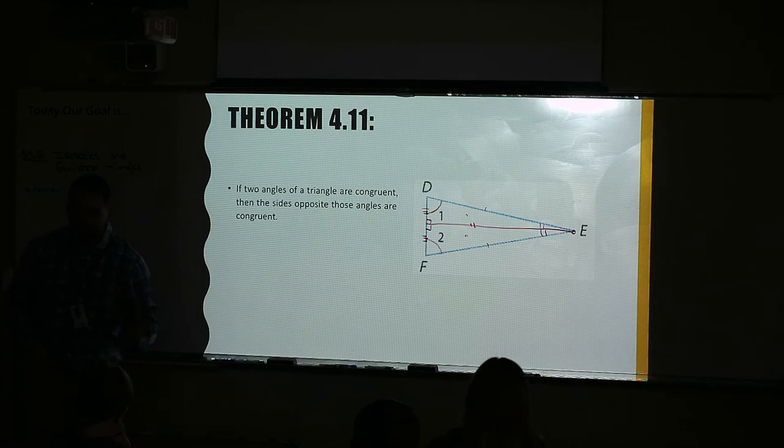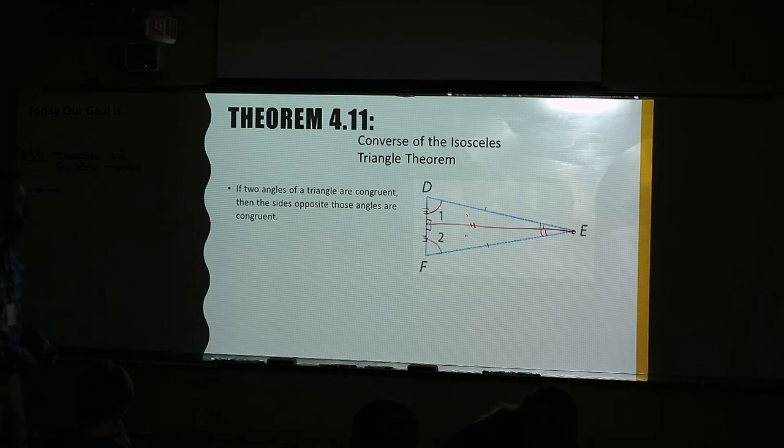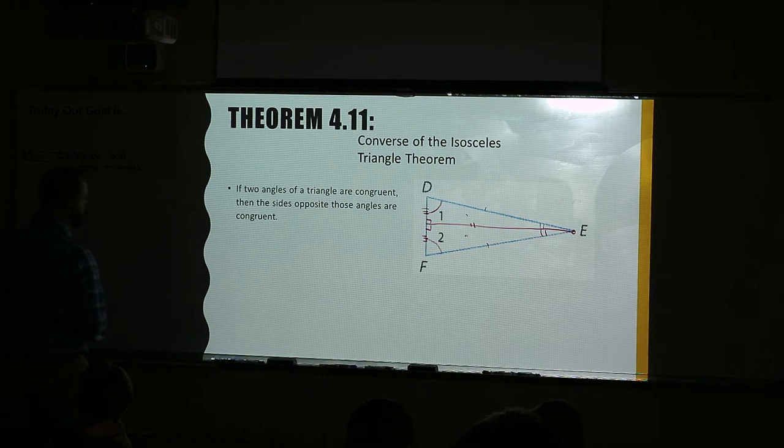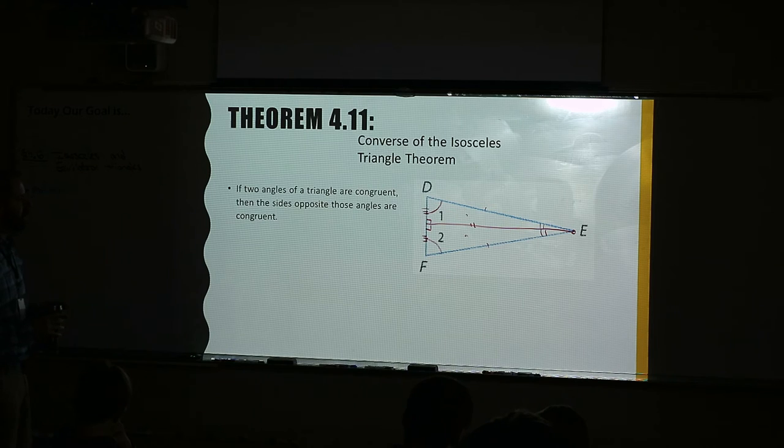Now, again, the name of this theorem is the converse of the isosceles triangle theorem. They go hand in hand. It's just the opposite wording. That's what converse is. You just switch the wording around for the if and then statement. But these two go perfectly hand in hand to show isosceles triangles are very special: the midpoint of the base is perpendicular to the vertex. It's like straight down.